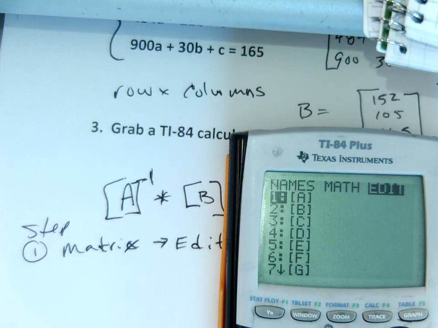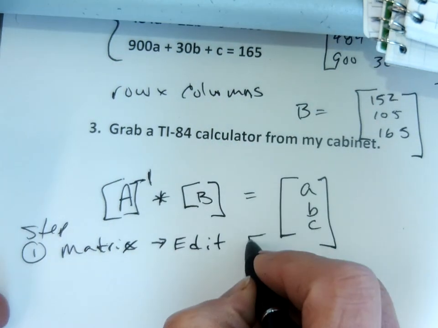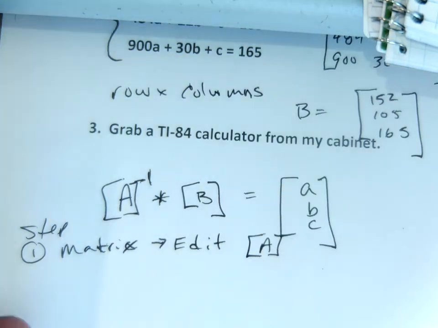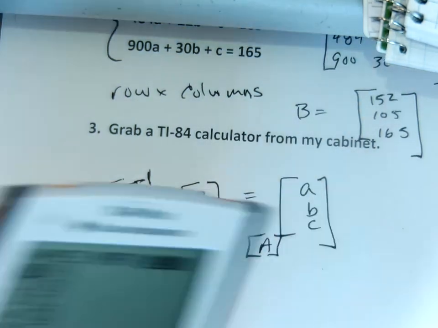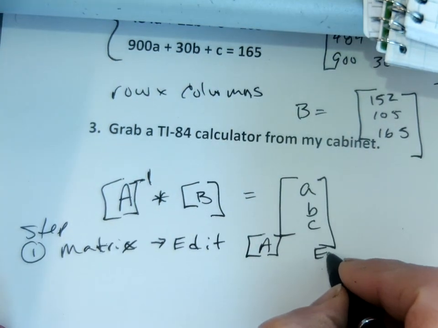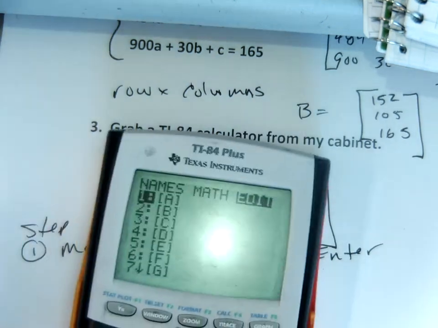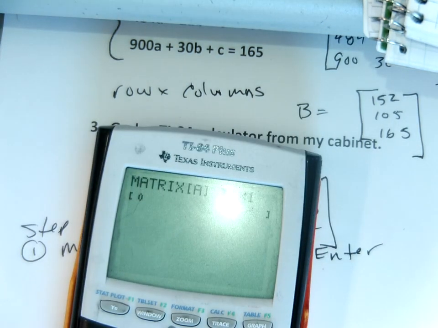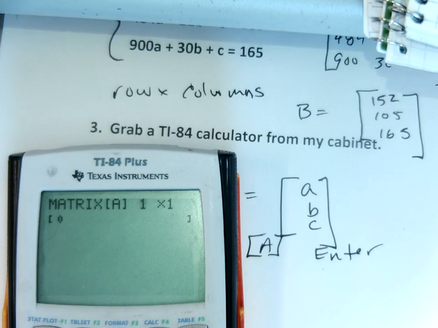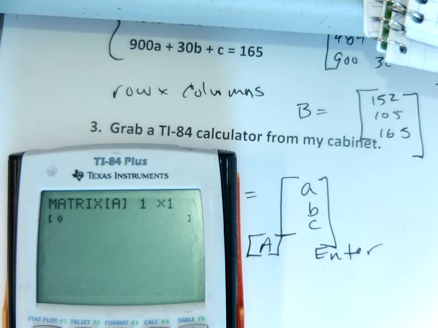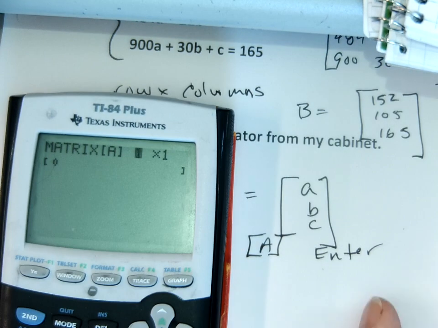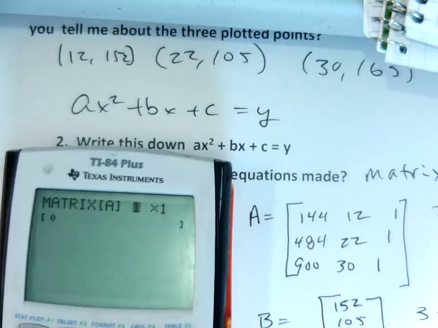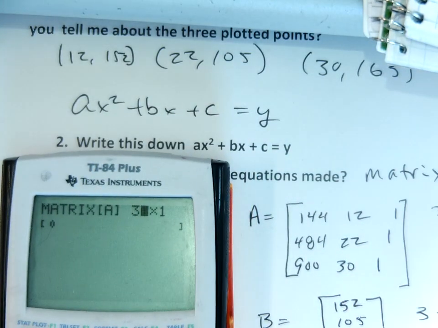So I'm going to push enter. So I want to edit matrix A. So I'll push enter, okay? And there's A. Now, we have to tell the calculator how big of a box to make it. Well, we know that matrix A is this big. So I'm going to tell my calculator to make it a 3, enter, 3, enter.